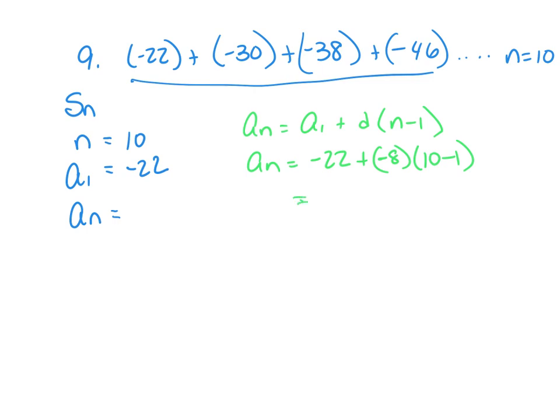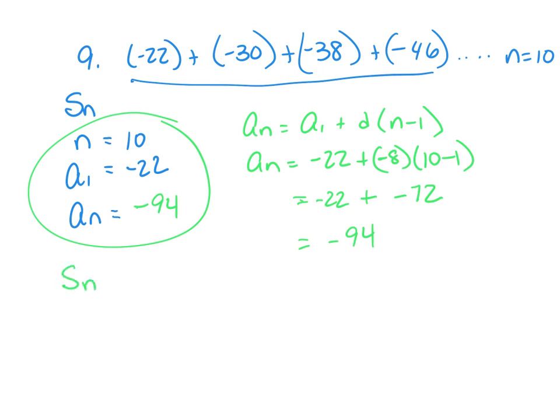So this is going to be negative 22 plus negative 72, which is negative 94. So AN is negative 94. Everybody get that? Yeah. We're ready to find the sum because we have everything we need.